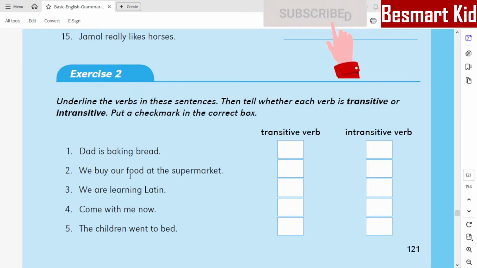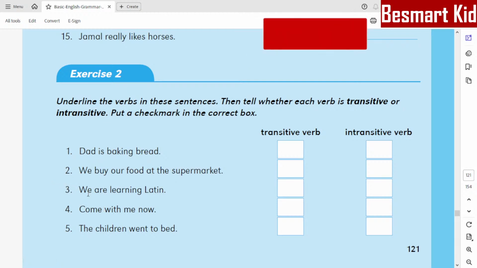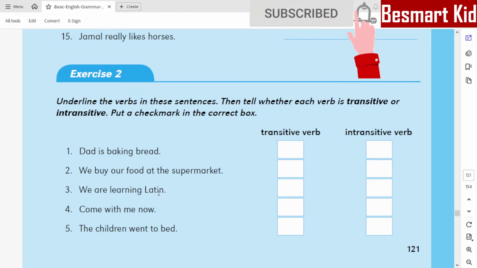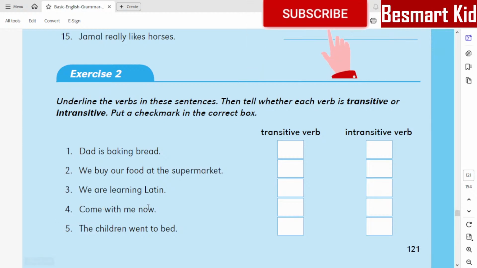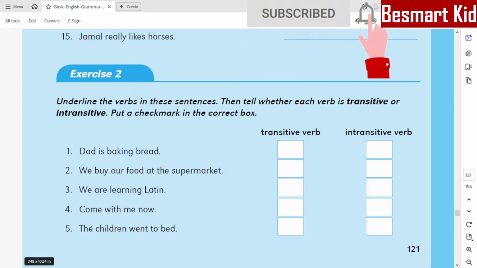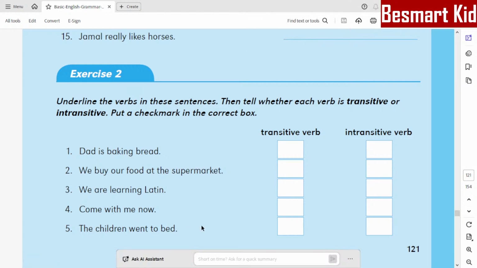Second, we buy our food at the supermarket. Third, we are learning Latin. Fourth, come with me now. Fifth, the children went to bed.